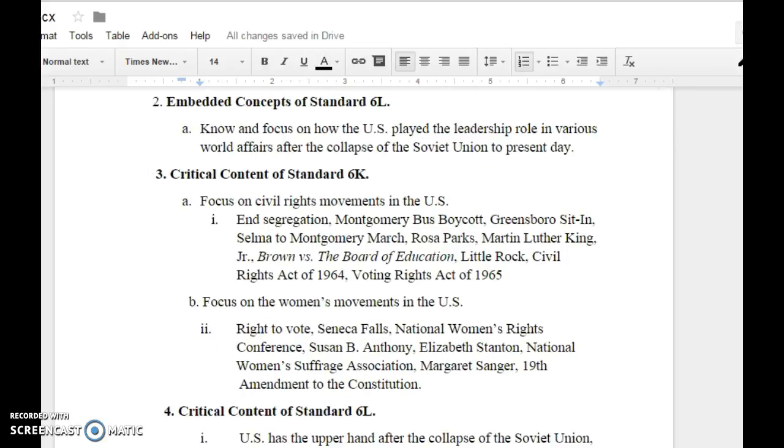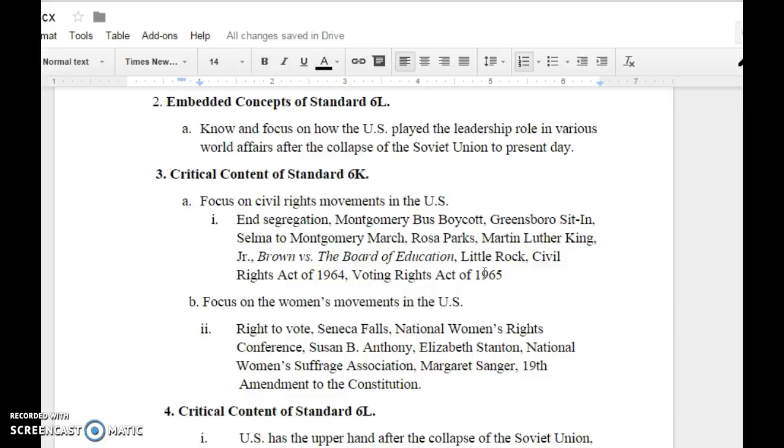The critical content for standard 6K would obviously be to focus on the civil rights movements in the U.S. This is the time when they wanted to end segregation. So you have the Montgomery bus boycott, the Greensboro sit-in, Selma to Montgomery march. You have, of course, key figures. You have Rosa Parks and Martin Luther King Jr. You have the groundbreaking Brown versus the Board of Education. And you have the Little Rock Nine.